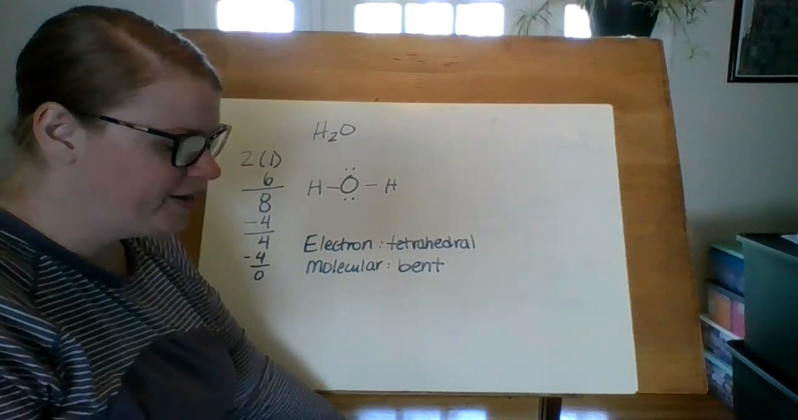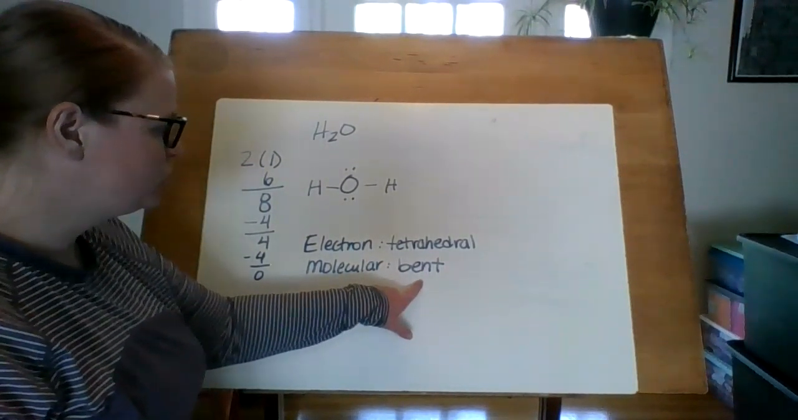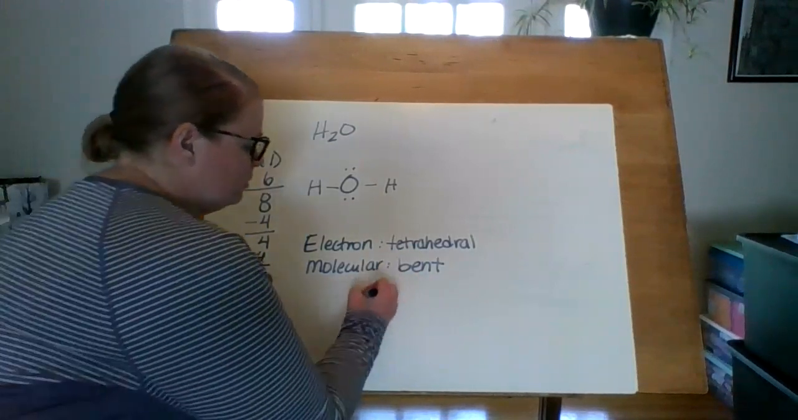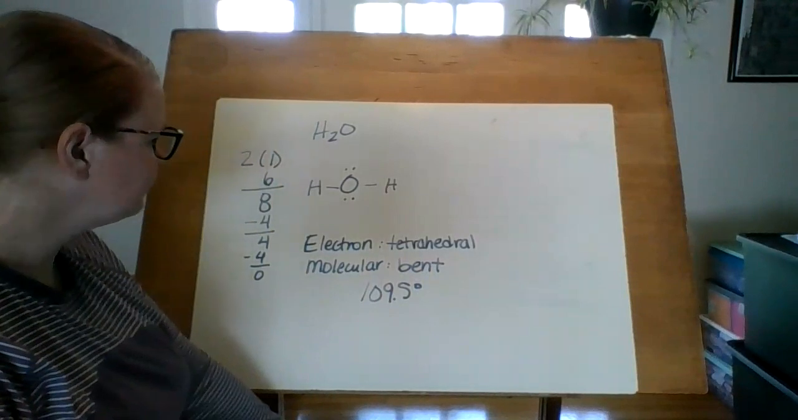Next question is bond angles. That was written on that sheet as well. For a tetrahedral structure, our bond angles are actually going to be 109.5 degrees.